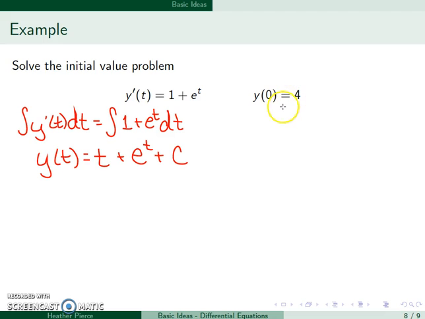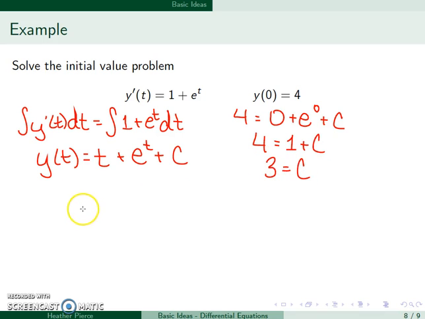And this is where the initial value comes in. I know that this thing should be equal to 4 when t is 0. So 0 plus e to the 0 plus c. e to the 0 is 1. And then subtracting 1 from both sides gives me that c is equal to 3. So my solution is y of t is equal to t plus e to the t plus 3.